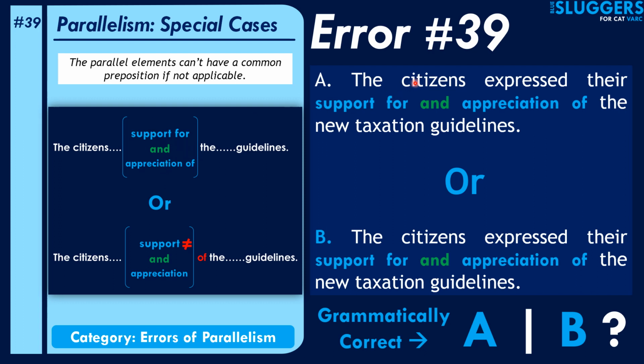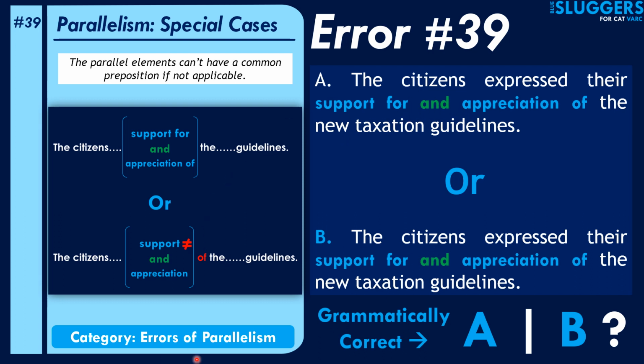Like for example here: the citizens express their support for and appreciation of the new taxation guidelines. For support, the preposition you need is "for", and for appreciation, it is "of". Don't be confused: "for" can sometimes be used as a conjunction and sometimes as a preposition as well. So you cannot use "of" for both of them, neither can you use "for" for both of them.